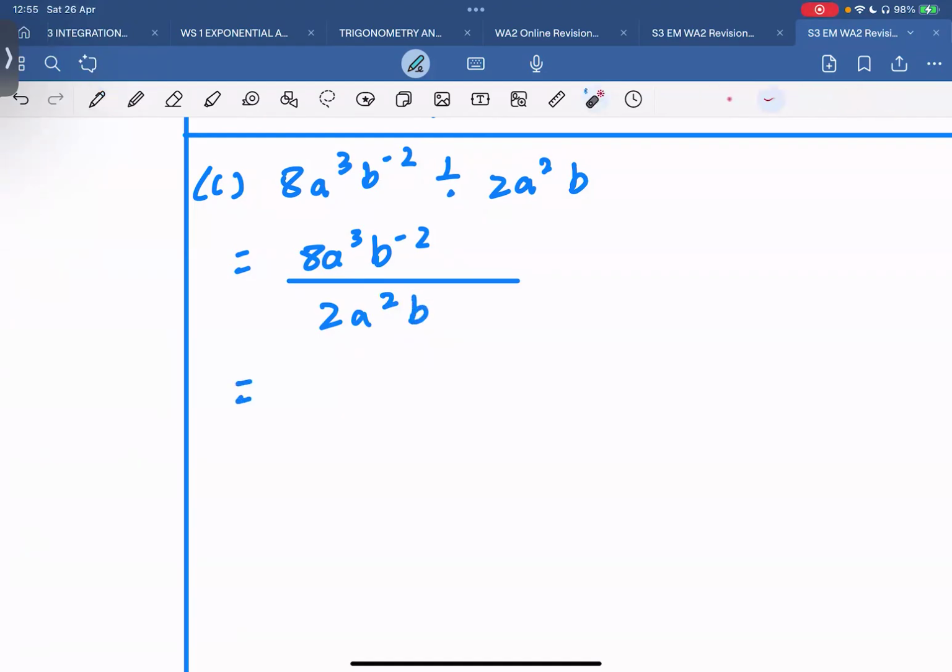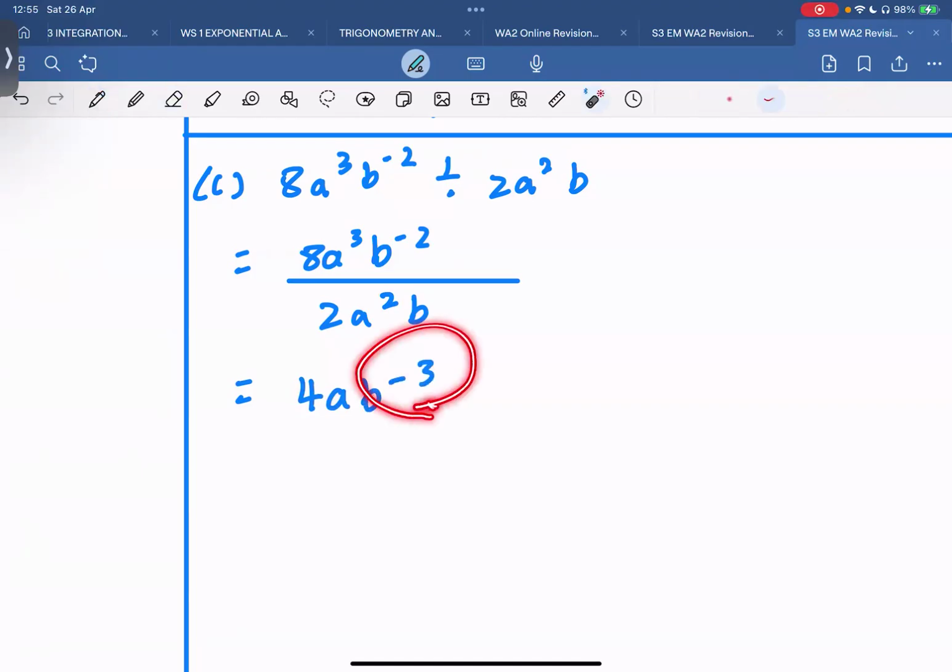Okay, so now very simple already, right? 8 and 2 simplify into 4. A, sorry, a cubed and a square simplify into a. B to the power of minus 2 and b simplify into b to the power of negative 3. So we will have 4a b to the power of negative 3.